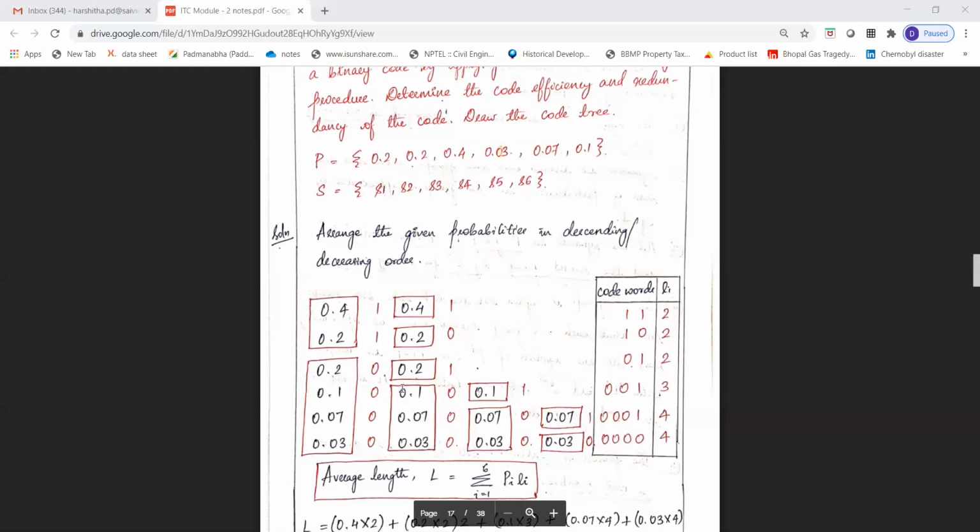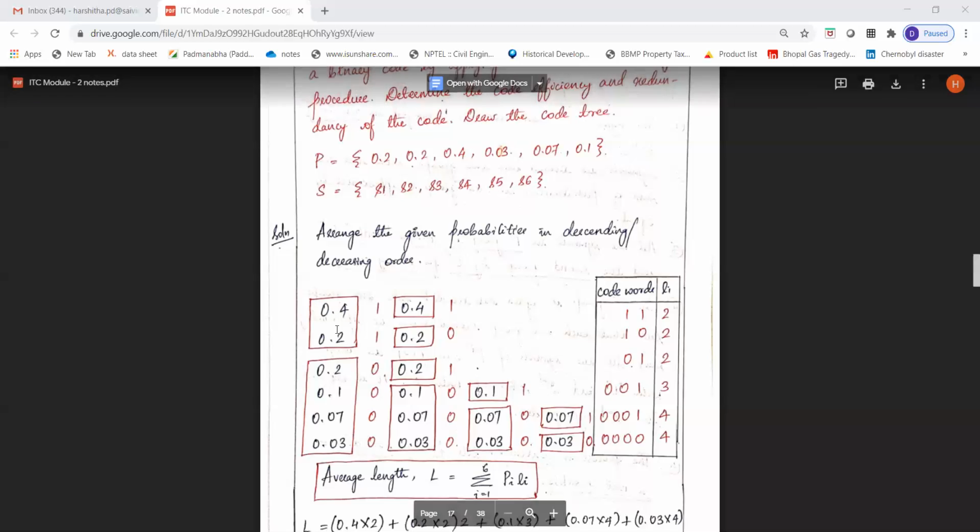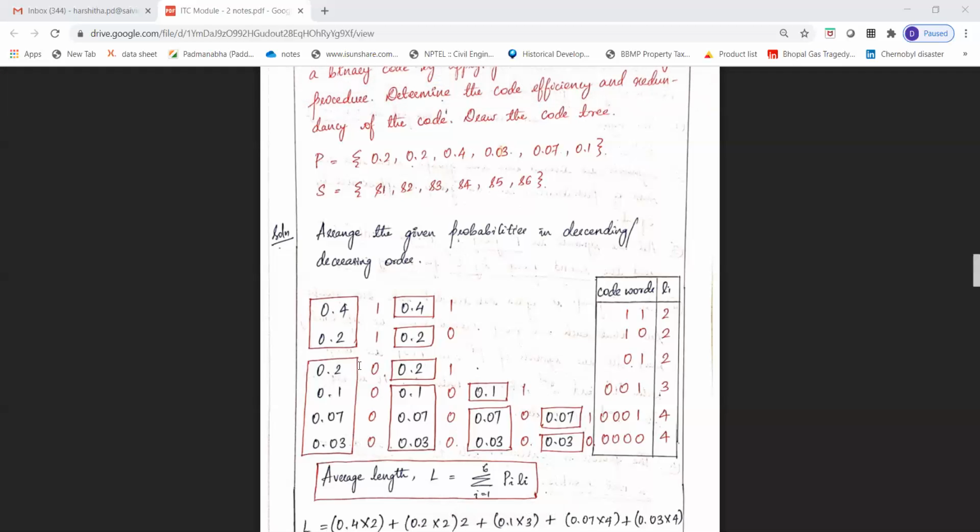Next I need to follow the same procedure, that is subgrouping and assignment of ones and zeros. So here this can be subgrouped, isn't it? There are two values, 0.4 and 0.2. There is no other way of grouping since there are two elements. The first element 0.4 is the first subgroup, and the second element 0.2 is the second subgroup. So I'll assign 1 and 0 to subgroup 1 and 2 respectively. I'll write 1 and 0 here.